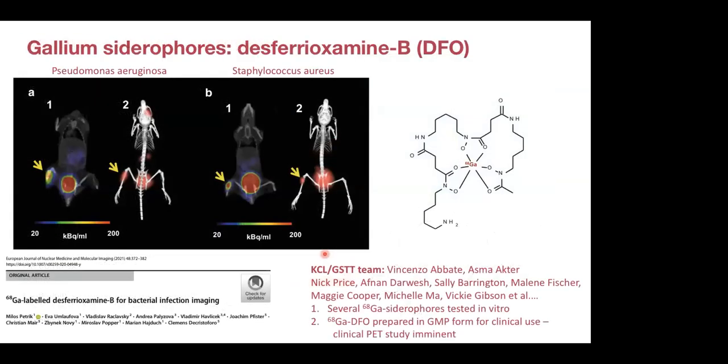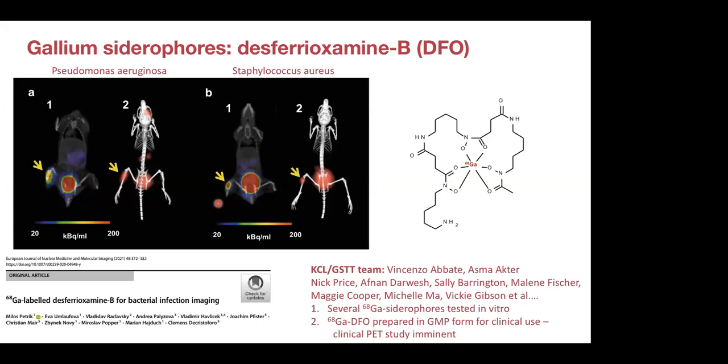So the regulatory barriers to getting this into a clinical trial are quite low. Preclinical work has been done by colleagues in Serbia. So this is an animal that has been infected with Pseudomonas in the flank here and Staphylococcus aureus in the flank here. And you can see positive images very soon after injection with the gallium-68 desferrioxamine complex.